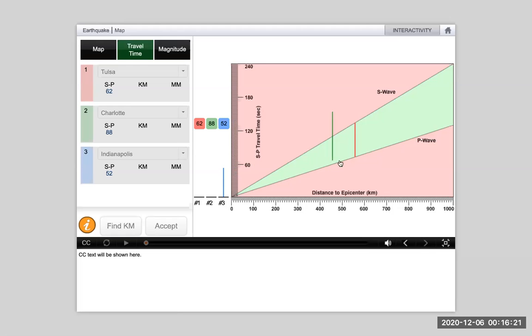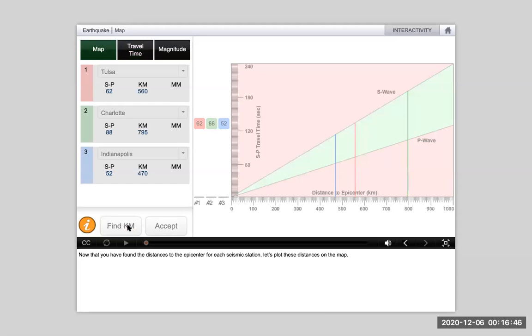There's a greater lag time at the Charlotte seismograph, so that line and lag time is longer. Move it over a little bit more, try to be as precise as possible. And Indianapolis has the smallest lag time. Okay.